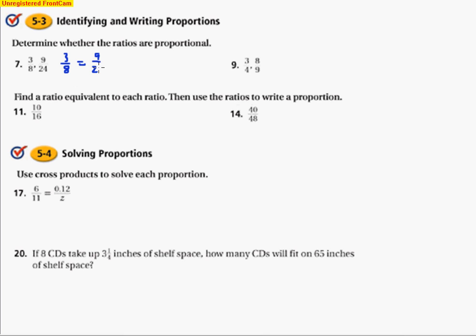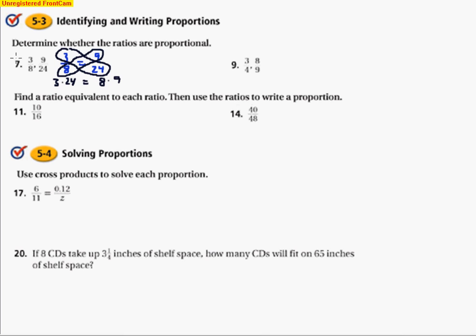We'll know if they're proportional if the cross products are equal. So cross products, what are those? Well, that's when we take these two numbers, the 3 and the 24, and multiply them. So we go 3 times 24, and then we do the same thing with these two numbers, 8 and 9. They call them cross products because product means to multiply, and they are across from each other, diagonal from each other, I guess. So 8 times 9.